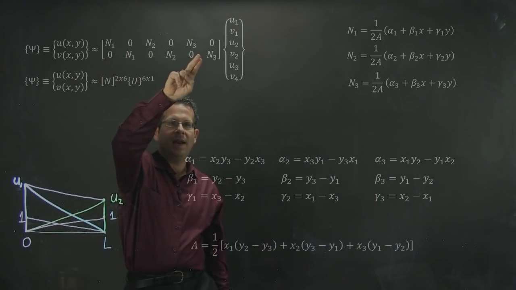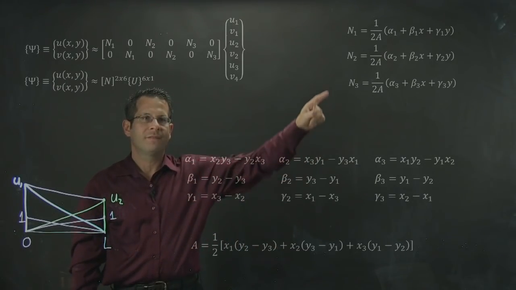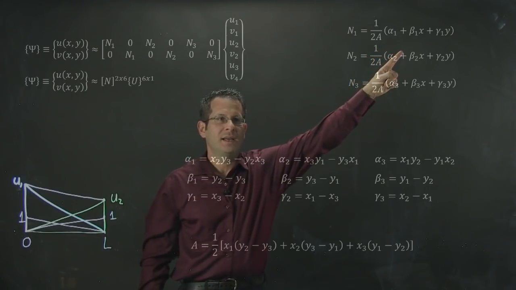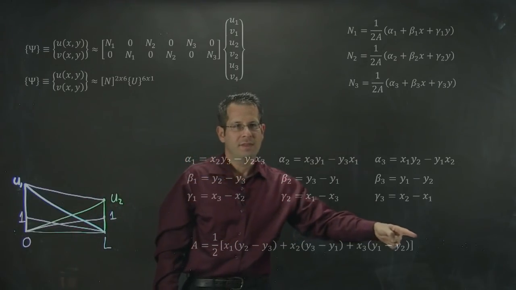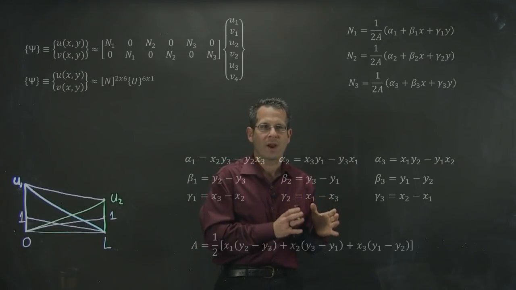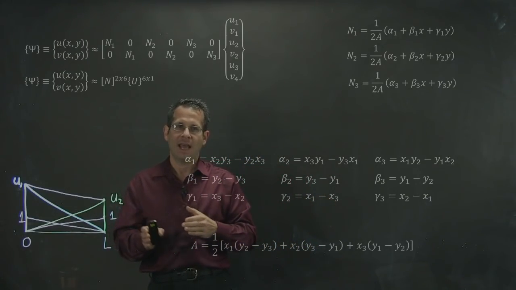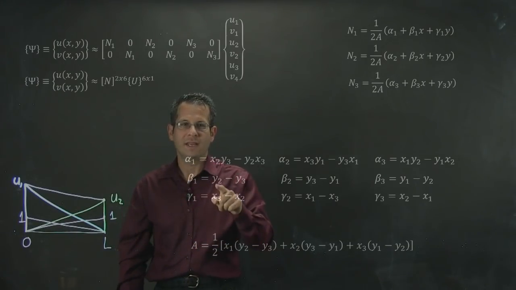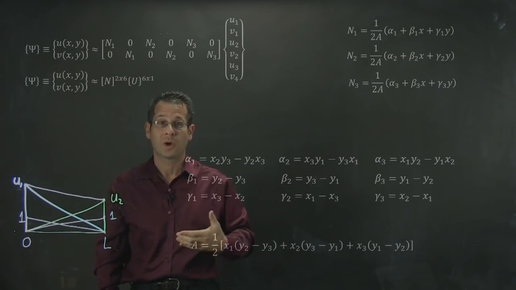n1, n2, and n3 have these forms. To find your alpha, beta, and gammas, there are 9 of them. They are all made up of just information about where the vertices are located in space in x and y. So all of these x and y's with subscripts, remember, these are the locations of your vertices where you have the nodes.